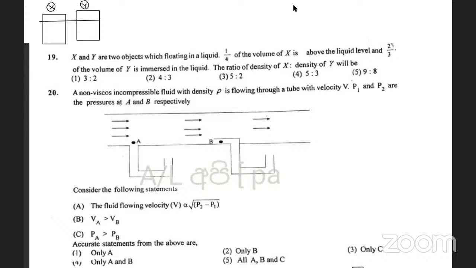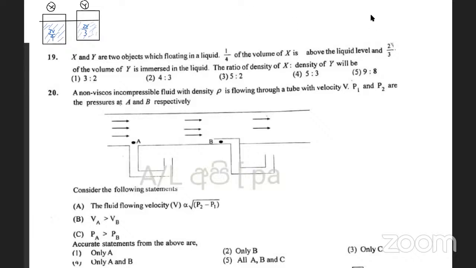So we have 3 over 4 V is submerged here, and 3V over 4 is submerged, and here directly 2V over 3 is submerged. Then it's a matter of just writing the equations and getting the answer. So what's the plan, people?